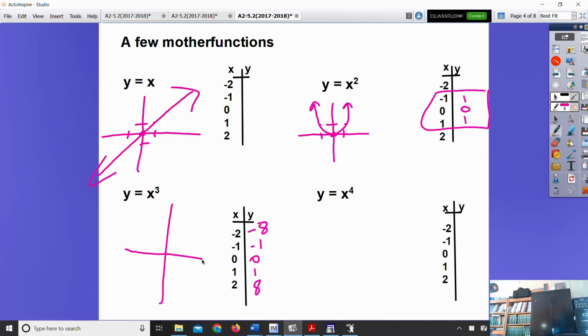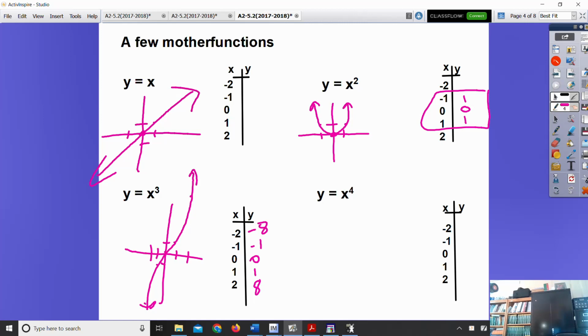Anything that has a 3rd degree exponent will look just like this. It might have some stuff going on in the middle, but by and large, it's going to behave like this. You go back 2 and down 8, which I can't do. Back 1, down 1, 0, 0, right 1, up 1, right 2, up 8. Specifically, there's more to it. I think it has an odd exponent. There's a lot to be learned from this one function.